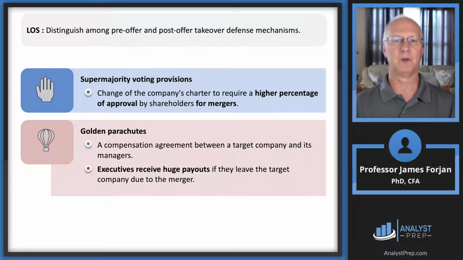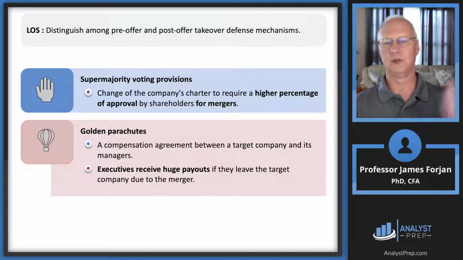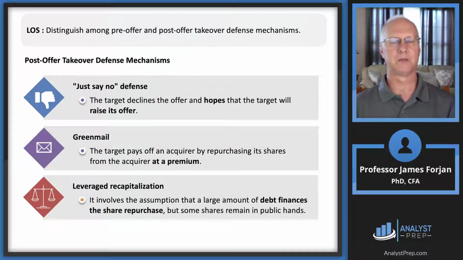All right, how about supermajority voting provisions? This just means a higher percentage of approval, and then golden parachutes. I'm sure you guys read about that. How about post-offer takeover defenses? We can just say no, right?